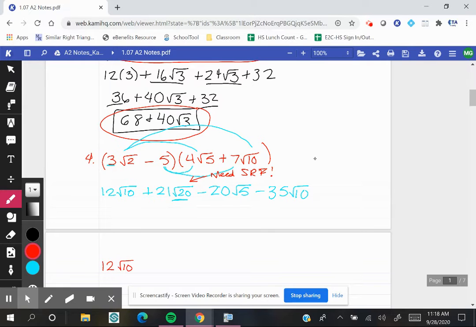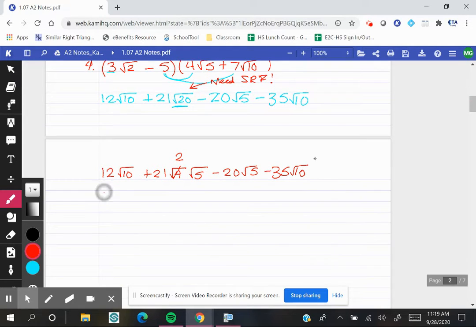So I have 12 rad 10 plus 21. The largest perfect square I can take from 20 is a 4. 4 times 5. I always write the perfect square first, remember? And the square root of 4 is 2. So now I have 12 rad 10 plus 42 rad 5 minus 20 rad 5 minus 35 rad 10.